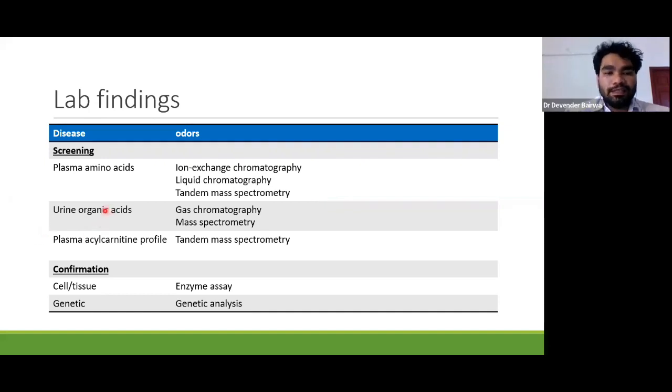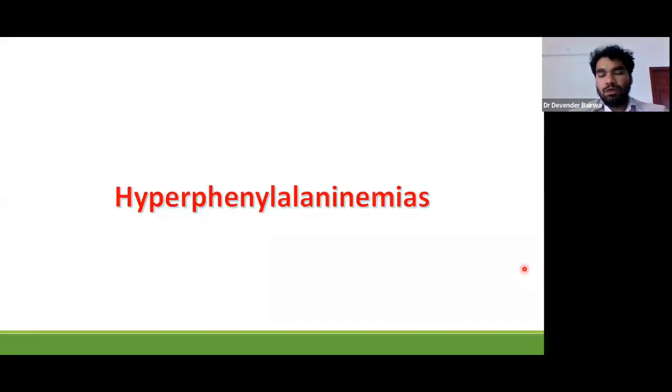And urine organic acids, as I discussed, that increase in excretion, can be checked with the help of gas chromatography or mass spectrometry. Then plasma acylcarnitine profile can also be seen in tandem mass spectrometry. Confirmation of these diseases will need a definitive assay. Either we can go with the enzyme assay that is performed on cells or tissue, or we can go for a definite genetic analysis. So now coming to hyperphenylalaninemia.